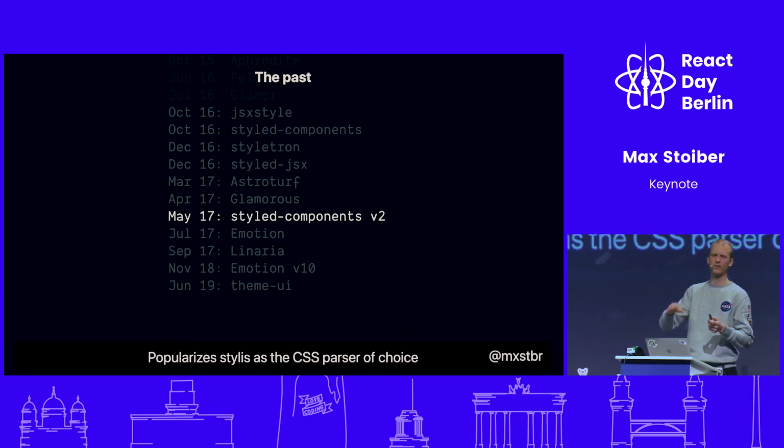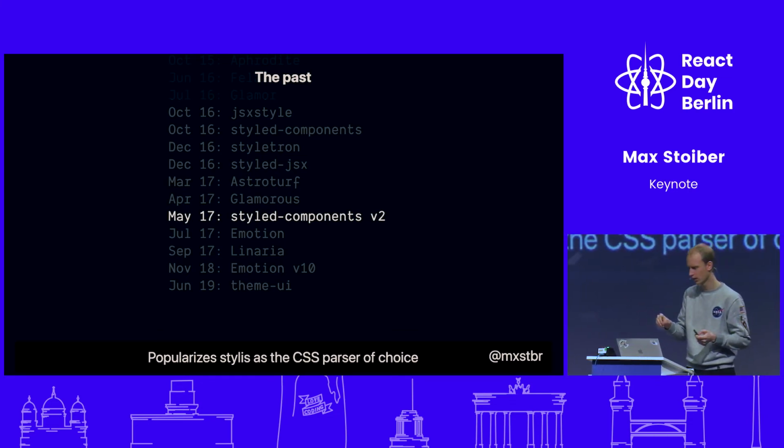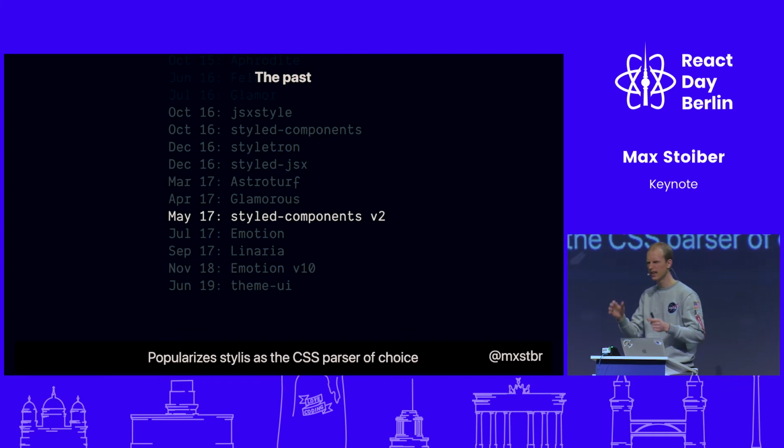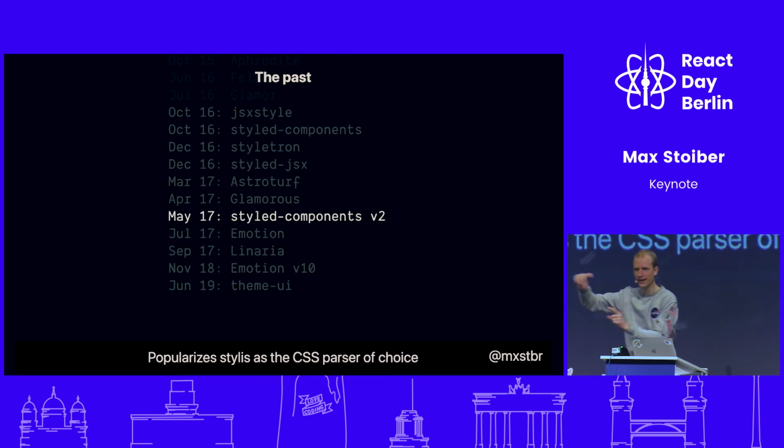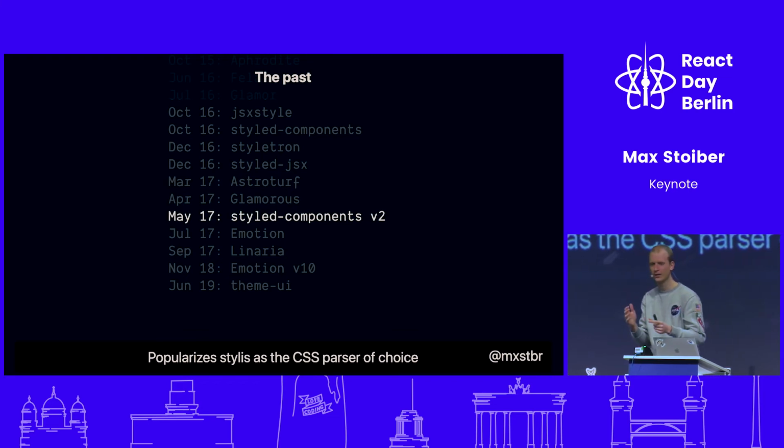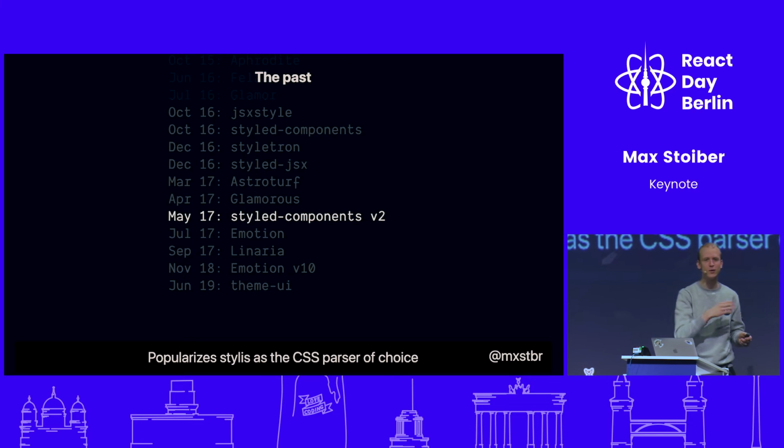Before that, everybody sort of hacked around the whole CSS parsing thing. In fact, Styled Components, the first version, took PostCSS and ripped out all of the Node parts, and then shipped that in the browser, which I don't understand why we did at the time. We had a huge bundle size.